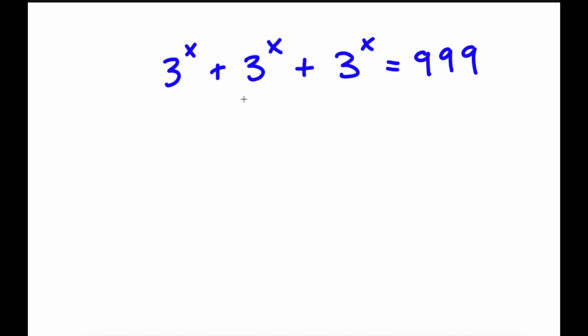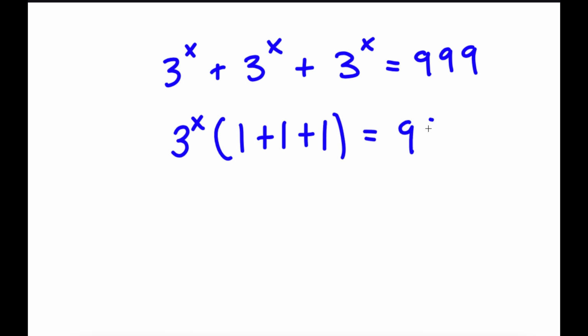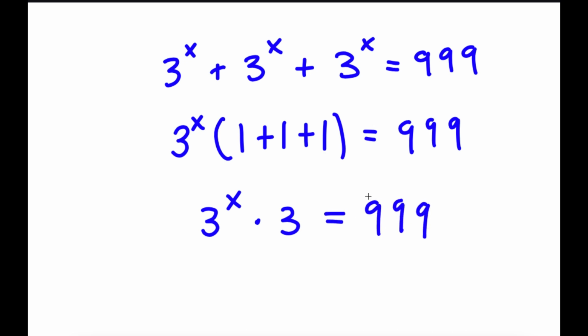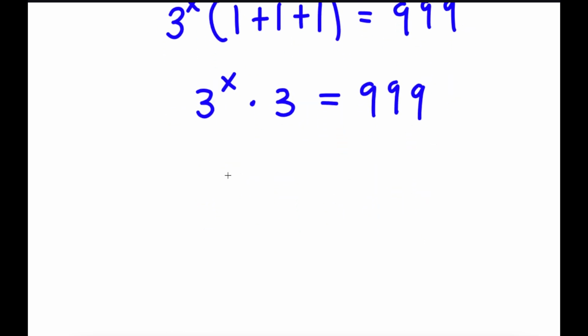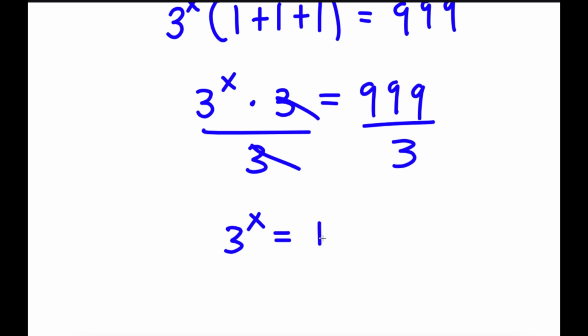Alright, so in this problem, I have 3 to the power of x plus 3 to the power of x plus 3 to the power of x is equal to 999. So to solve this, I'm going to first start by factoring out 3 to the power of x. So now I have 3 to the power of x times 1 plus 1 plus 1 is equal to 999. Now 1 plus 1 plus 1 is equal to 3. So now I have 3 to the power of x times 3 is equal to 999. Now I'm going to go ahead and divide both sides by 3. Then these two cancel out, and I have 3 to the power of x is equal to 111.